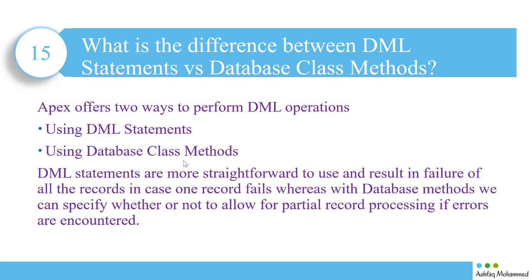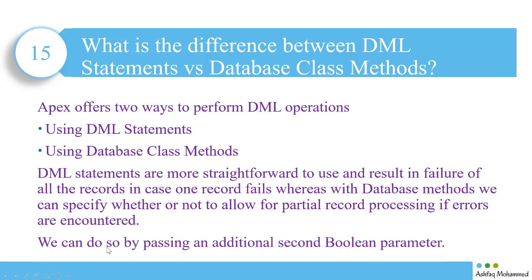Think about the real-time scenario. If you have thousands of records, you don't want all the records to fail just because of one record error. At that time we can use the Database class method. And the Database class method is flexible. We can tell it whether it should process partial records, or process all or fail all. We can do so by passing an additional second Boolean parameter. We'll see in a moment how we pass that.